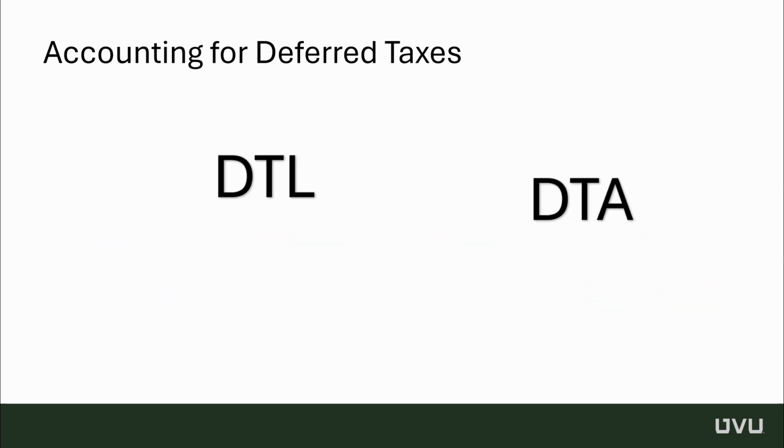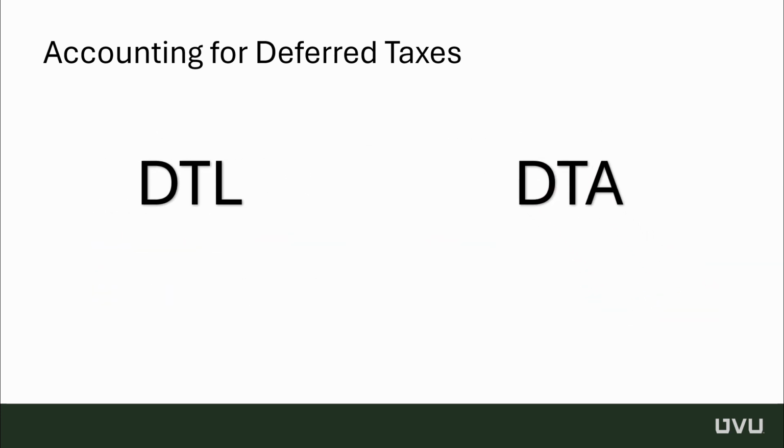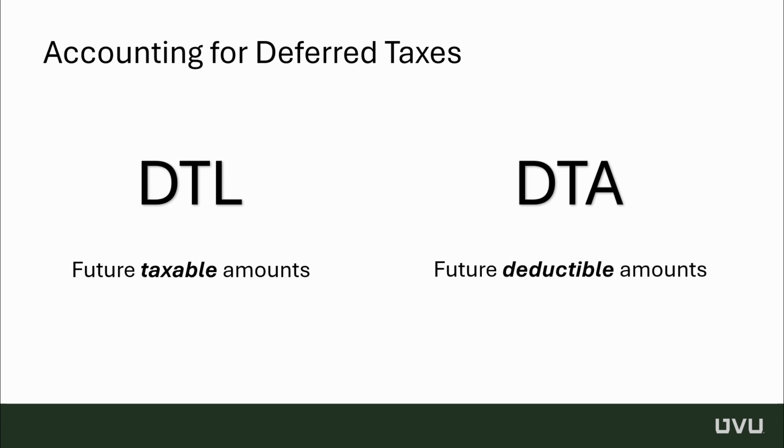Let's take a quick step back and remember what these two deferred tax accounts reflect. First, let's recall that deferred tax liabilities reflect future taxable amounts. In other words, relative to my book income today, I'm paying fewer taxes, but in some future period, I'm going to be paying more. Deferred tax assets, on the other hand, reflect future deductible amounts, or cases where I've paid more in taxes today relative to what my book income would have otherwise suggested, but in some future period, my taxable income will be lower than my book income.